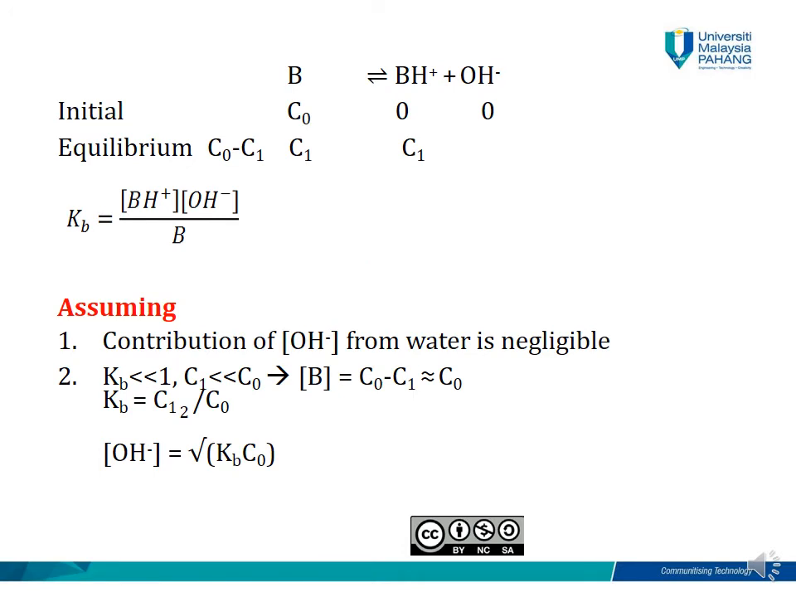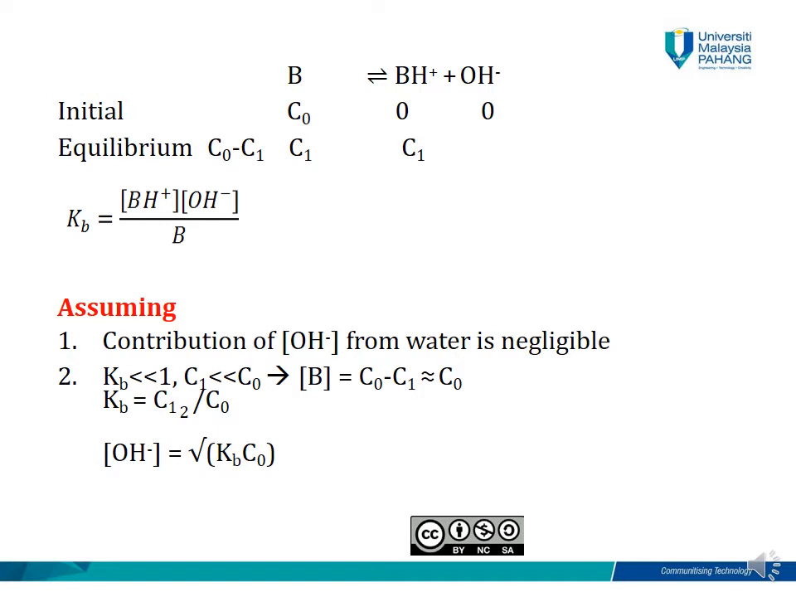Okay, what about for the weak base? For the weak base, you must follow the same concept, the same procedure. You must write first the chemical reaction, and after that you need to have your initial, and you need to have the C naught for the base, and it will dissociate to become BH plus and OH minus. So both are 0 at initial. Then when it reaches equilibrium, the B will become C naught minus C1, the BH plus will become C1, and OH minus will become C1.